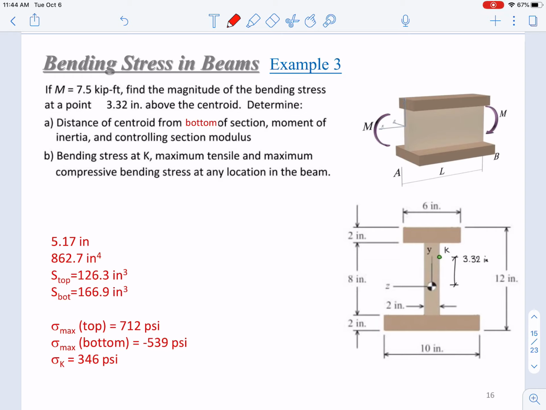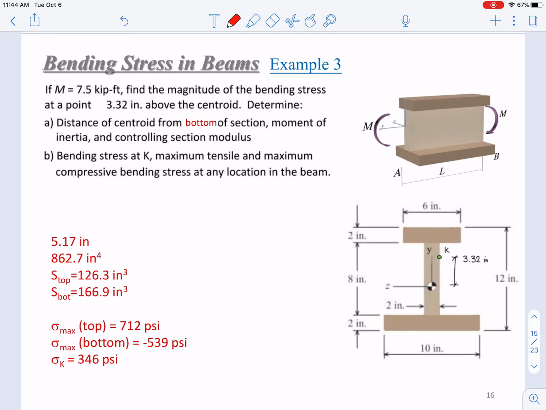Here we have a beam section only, so you will not need to do a moment diagram. This beam section is subjected to M, that is 7.5 kip-feet.